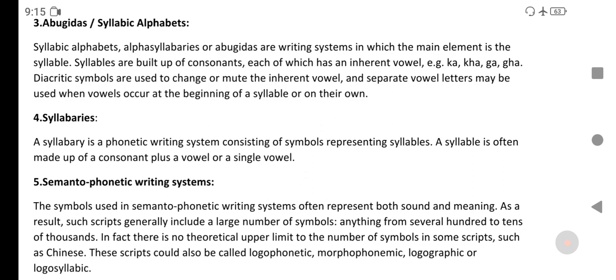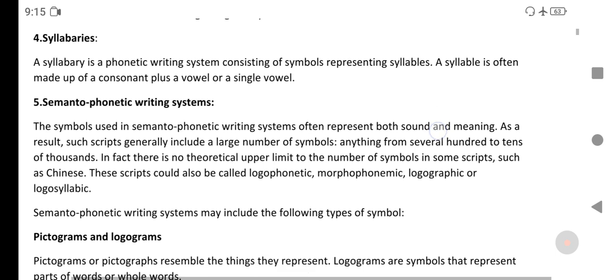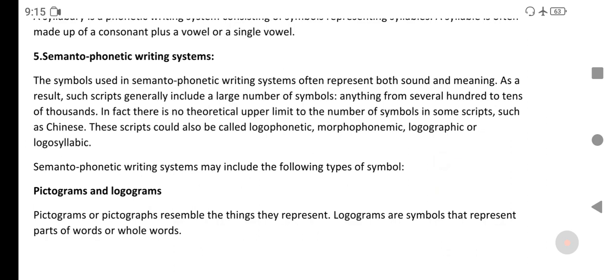Number five type is the semanto-phonetic writing system. This is most important. The symbols used in the semanto-phonetic writing system often represent both sounds and meanings. Semanto means meaning, phonetic means sounds. As a result, such scripts generally include a large number of symbols, anything from several hundred to tens of thousands. In fact, there is no theoretical upper limit to the number of symbols in some scripts, such as Chinese. These scripts could also be called logophonetic, morphophonemic, logographic, or logosyllabic.